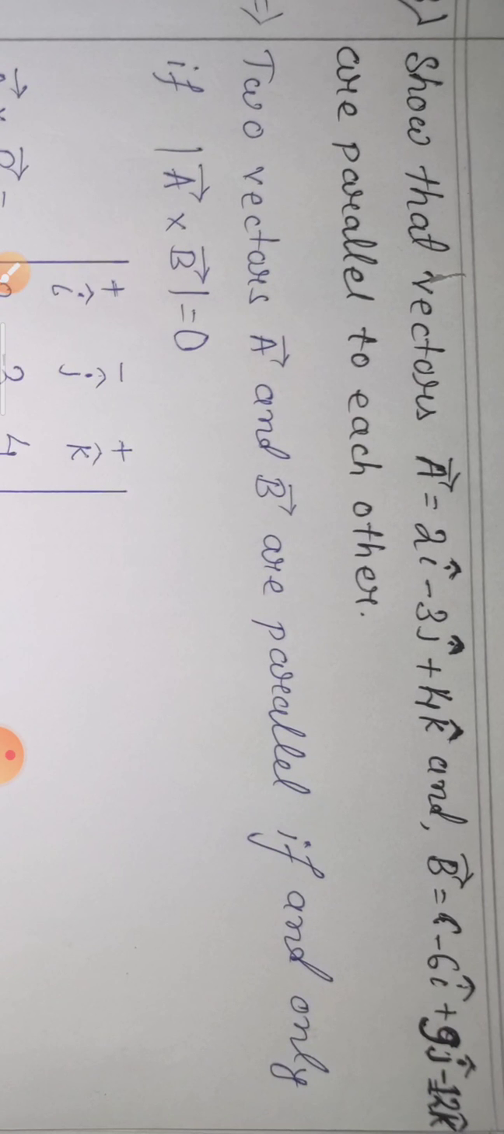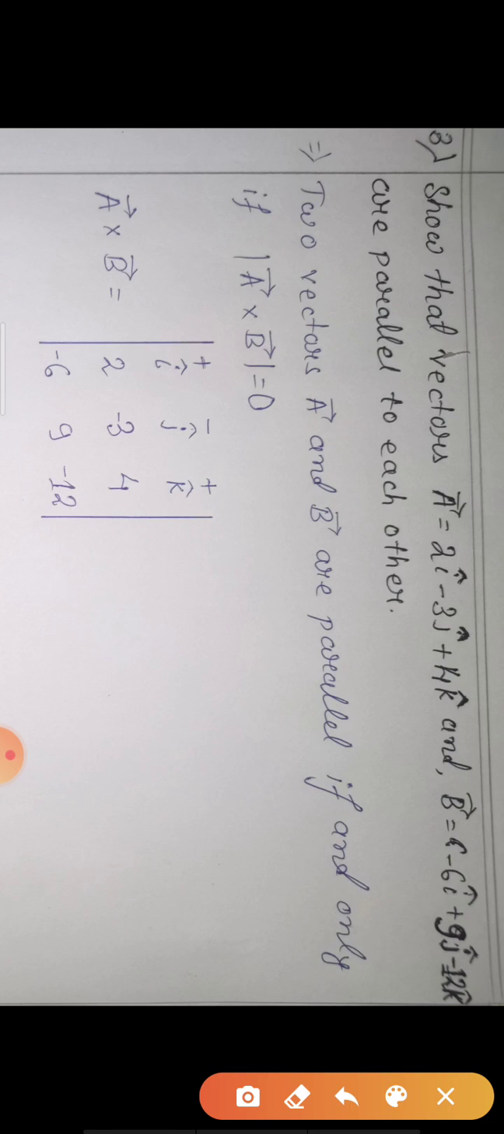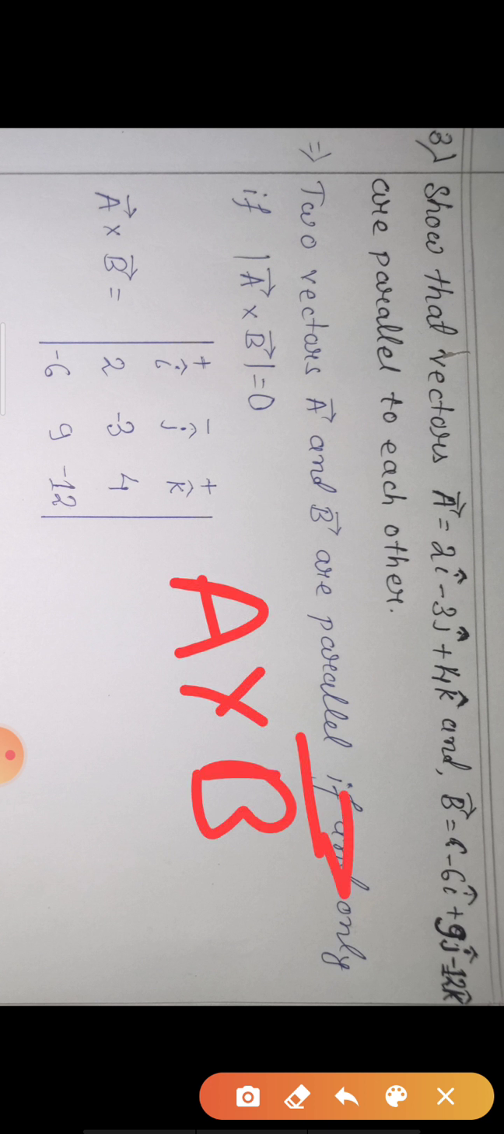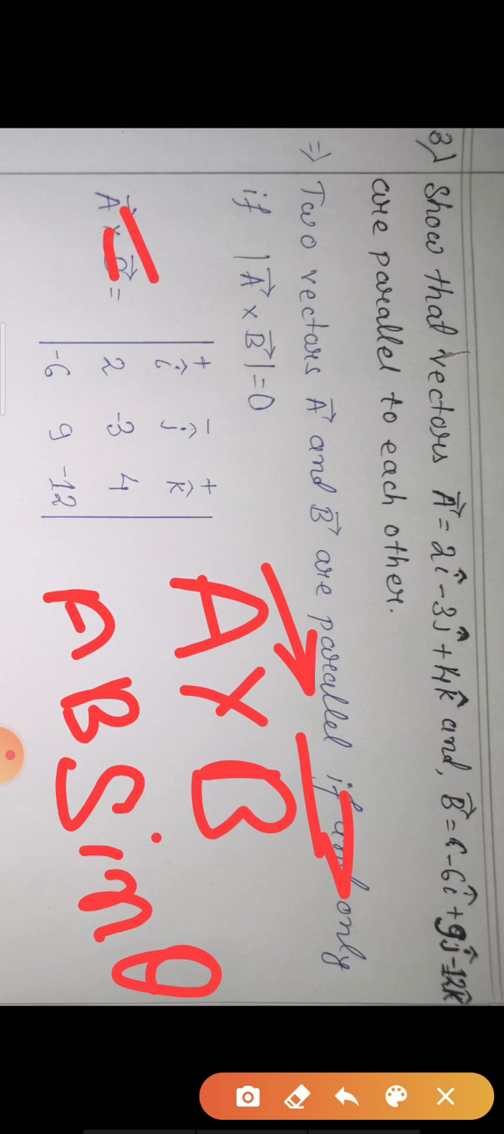So the third question is to show that the vectors a and b are parallel to each other. Now the condition for the vector cross product is that when two vectors are parallel to each other, then their cross product is 0. Why? Because you know that a cross b is equal to ab sin theta.